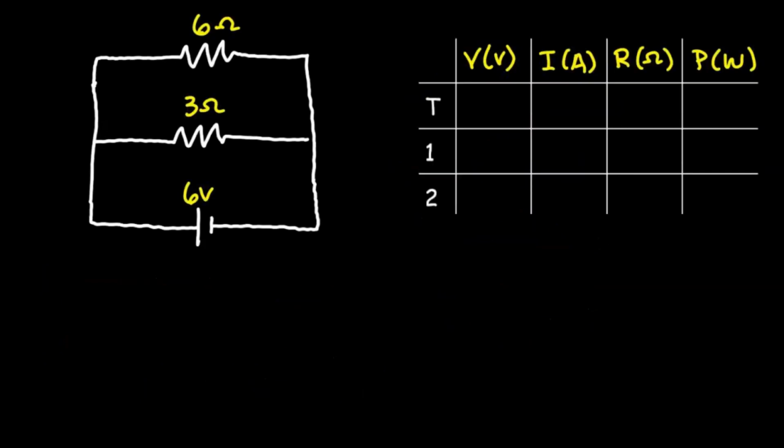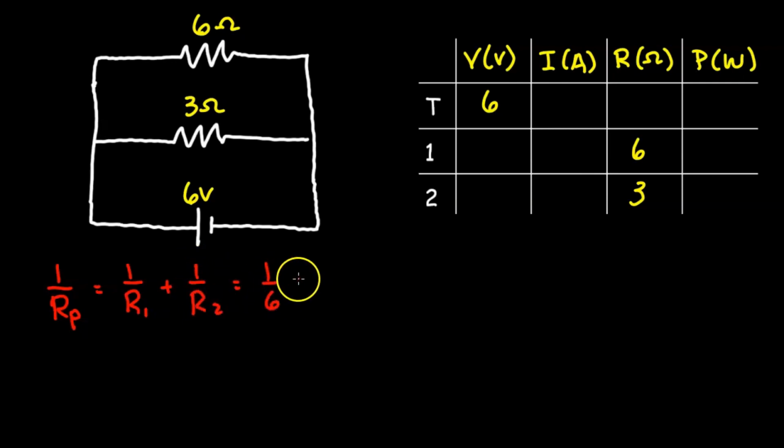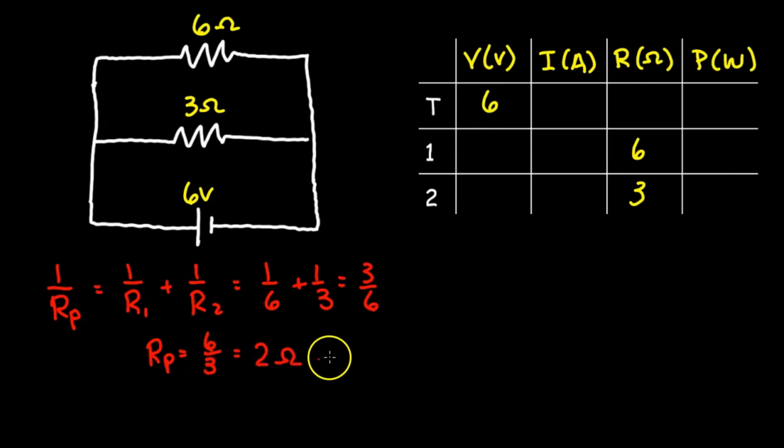Now we'll complete a VIRP chart for a parallel circuit. In this circuit, we have a 6 ohm and a 3 ohm resistor connected in parallel. We'll start by using our equivalent resistance equation. 1 over Rp equals 1 over R1 plus 1 over R2. So we have 1 over 6 plus 1 over 3 is equal to 3 over 6. Since we're looking for Rp, not 1 over Rp, we have to take the inverse of 3 over 6, which is 6 over 3, which is equal to 2 ohms.